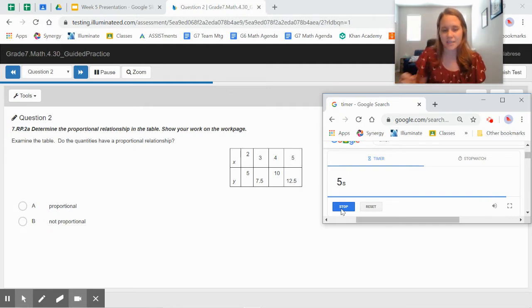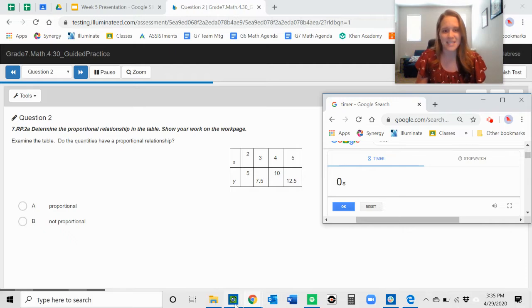Last few seconds, go ahead and decide, is this proportional or not proportional? Okay, if it is proportional, you should have been able to tell me what the constant of proportionality is. If it's not proportional, then the constant of proportionality doesn't really exist. There's no constant because it changes throughout the relationship, okay? If you need more time, please pause here.